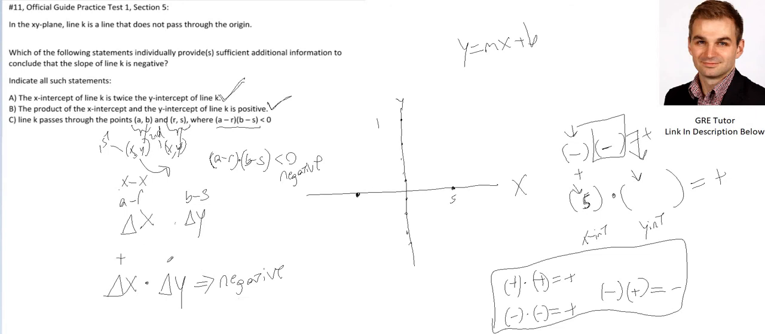So if this is positive, this is negative. Similarly, if this is negative, this has to be positive. And the opposite is true. If this is positive, this has to be negative. So we know all that. So what can we do with the fact that your change in x and your change in y have to be in the opposite direction? Well, we can use this to find out what the slope is going to be for the line.